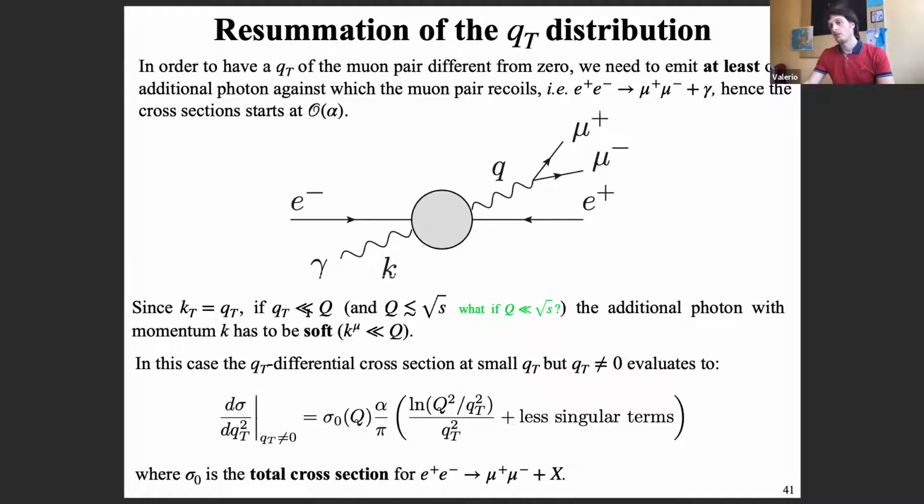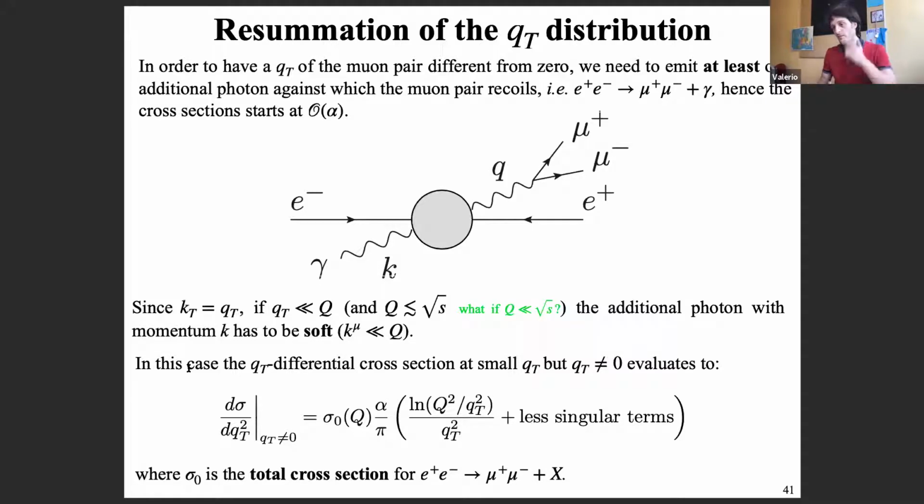And so if qt is much smaller than Q, but actually another requirement is that Q is of the order of the center of mass energy. Here is another question to you: can you guess what happens if Q is much smaller than the center of mass energy? We are setting this aside for a moment. In this case, the additional photon that is emitted here has to be soft. This means that all the components of this guy are much smaller than Q.